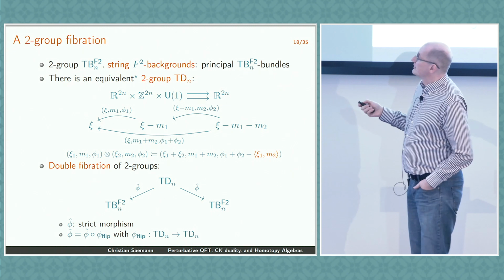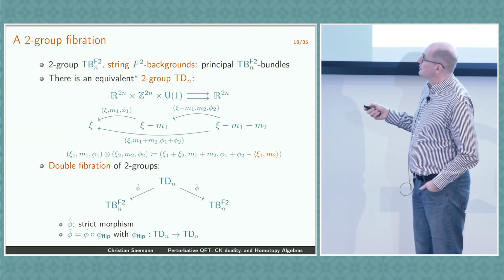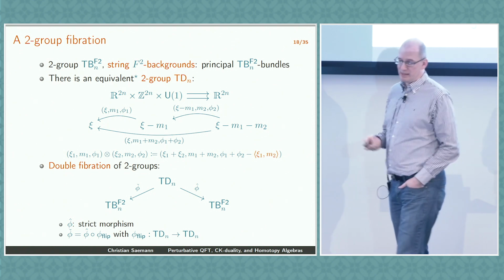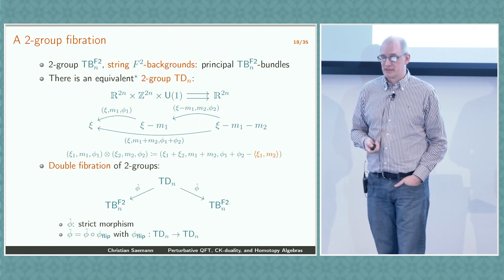Why I highlight this is also that I want to draw your attention to this additional little map here. There's a bilinear form between two elements, between these R^2N and Z^2N actually. And this linear map will be, as you may already guess, this will serve as an adjustment, right? So this is already built into the 2-group TDN. So there's an adjustment there.